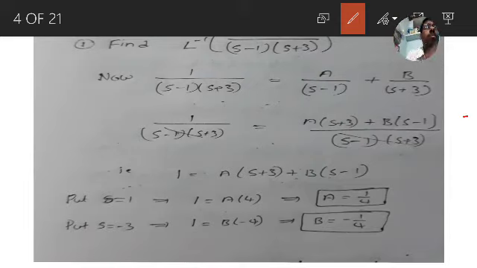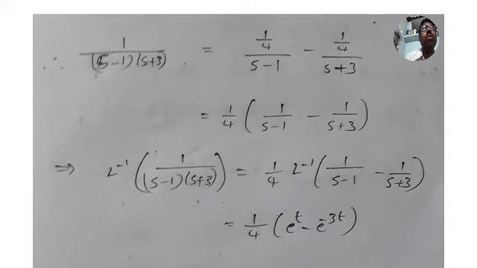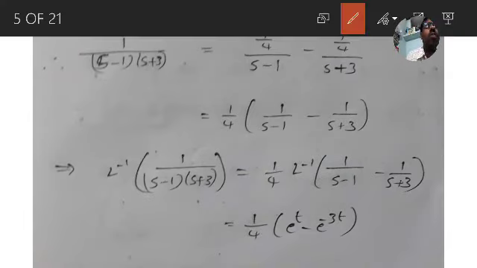Continuation of the problem. 1 by (s minus 1) into (s plus 3) is equal to A by (s minus 1), with A equal to 1 by 4, minus B by (s plus 3), with B equal to minus 1 by 4. So 1 by 4 by (s minus 1) minus 1 by 4 by (s plus 3). You can take 1 by 4 common. So L inverse of 1 by (s minus 1) into (s plus 3) is equal to 1 by 4 of L inverse of 1 by (s minus 1) minus 1 by (s plus 3).